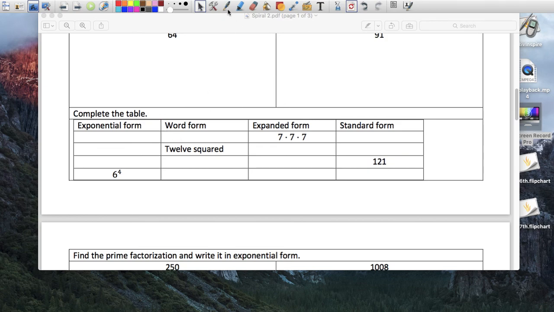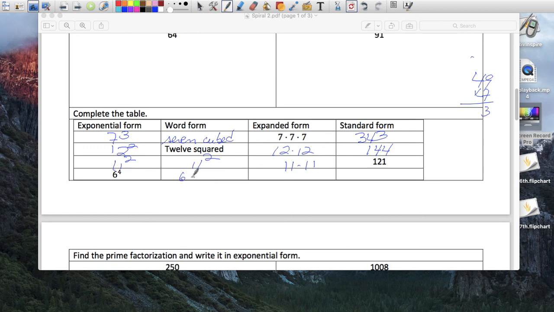Expanded form, word form. So word form, 7 to the third power, or 7 cubed. Exponential, 7 to the third power. Standard form, 7 times 7 times 7, which is not 21, it's multiplied. 7 times 7 is 49, times 7, 343. 12 squared, squared means second power. Expanded form, 12 times 12, which is 144. 121, it's 11 to the second power, which is 11 times 11.